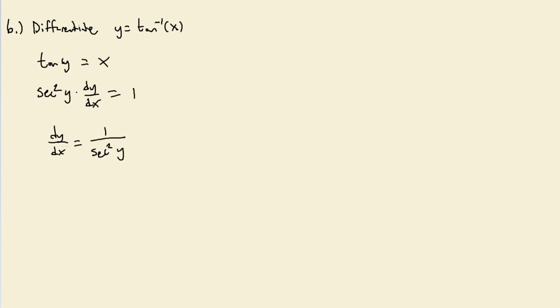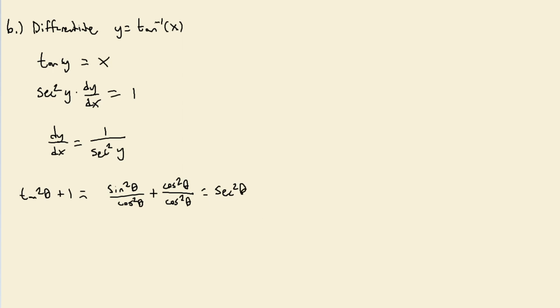But there's another way to write this. Tangent squared of theta plus 1 is the same thing as saying sine squared theta over cosine squared theta plus 1, which is the same as cosine squared theta over cosine squared theta. And so this is sine squared theta plus cosine squared theta over cosine squared theta. That's just equal to 1 divided by cosine squared theta. 1 over cosine squared theta is just secant squared theta.